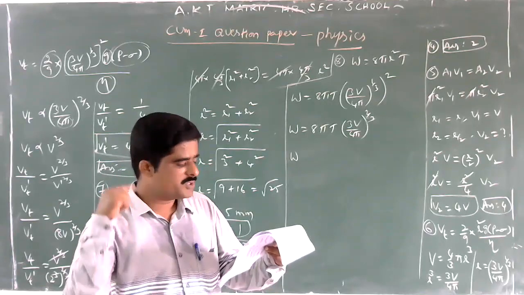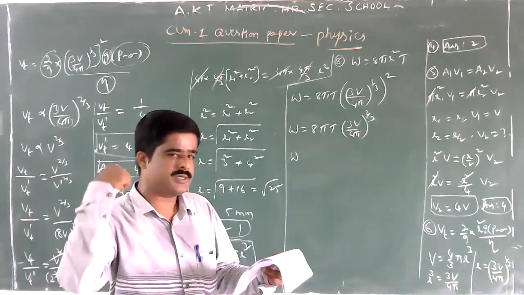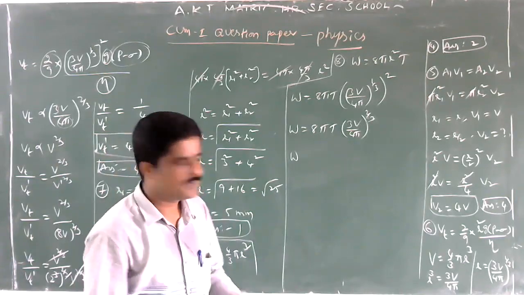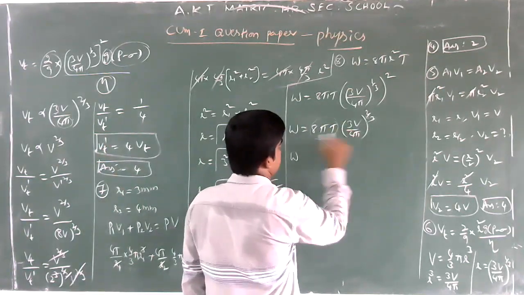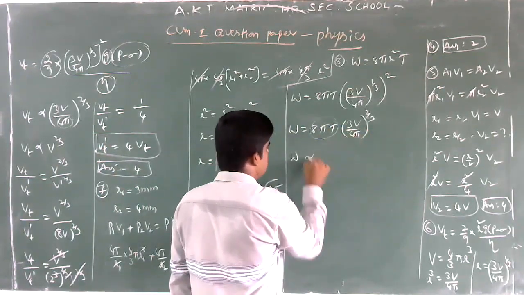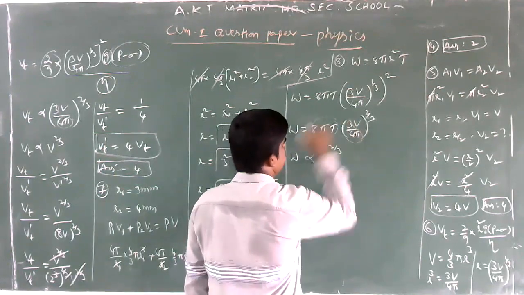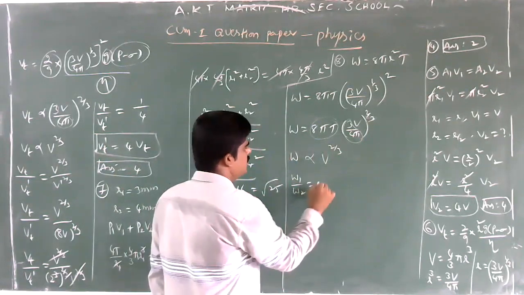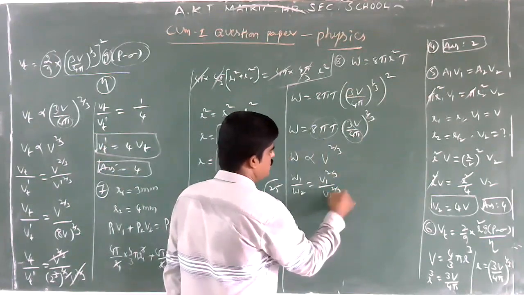Next, how much work is needed to form a spherical bubble of volume 2V? So here we want to increase the volume. How much work is required? Again see from this equation, 8 pi T is constant, 3 by 4 pi is constant. So work is directly proportional to V to the power of 2 by 3. W1 by W2 is equal to V1 to the power of 2 by 3 by V2 to the power of 2 by 3.